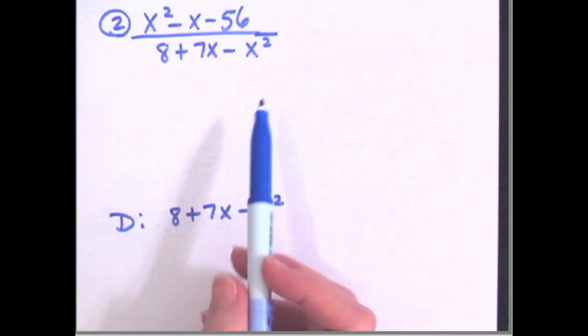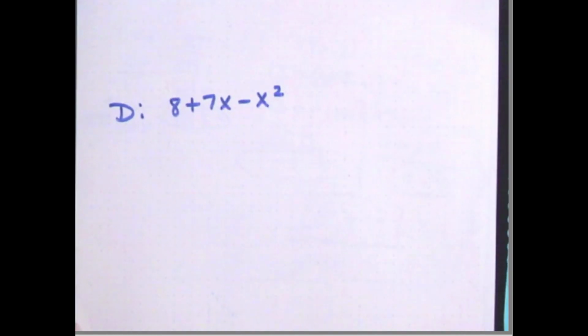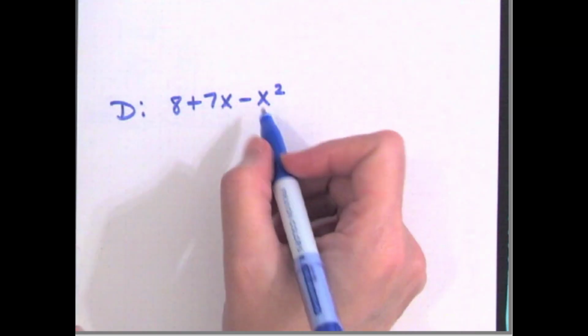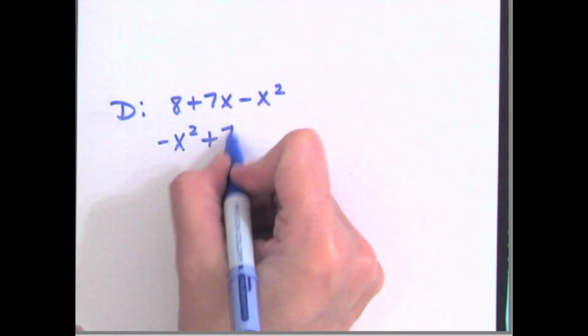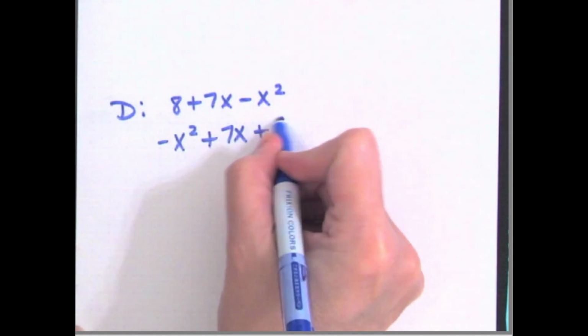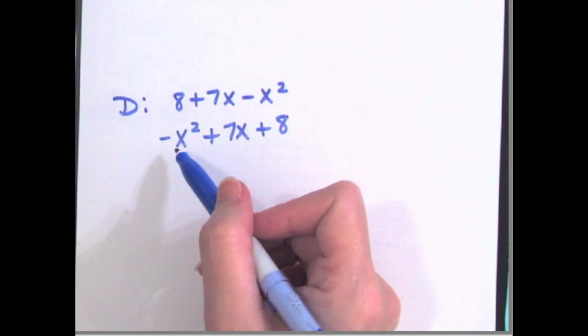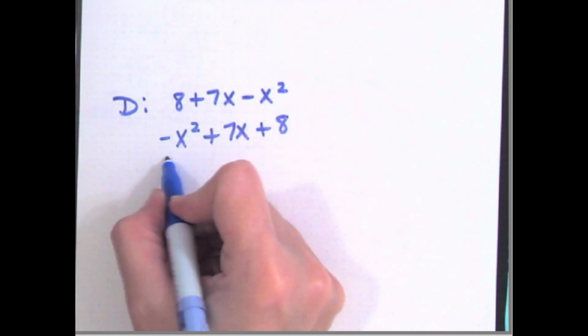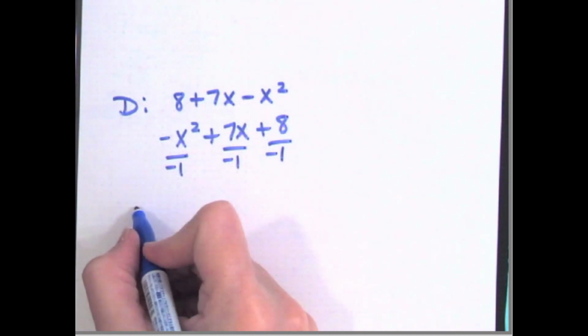Now we'll look at the denominator and factor it. And I notice this is backwards. It is not in standard form. So if I rearrange those terms, I have -x squared plus 7x plus 8. And when we're factoring, we do not want a to be negative. So we divide through by -1 to solve that problem. And we're factoring it out.